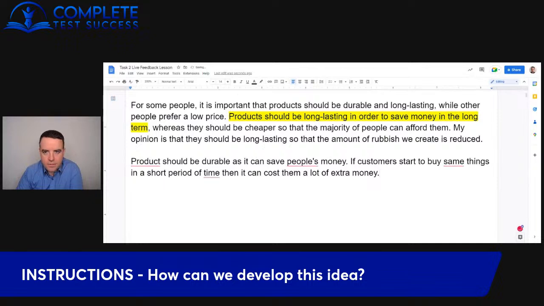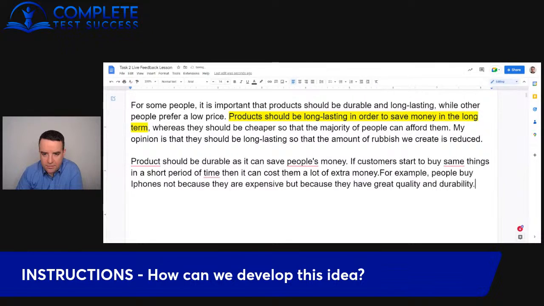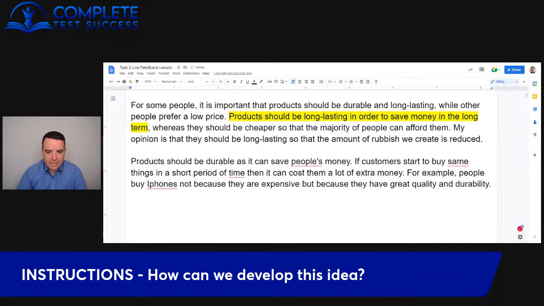So this is the first comment that Mamadul has, and then there's another one with an example. So let's add these together, and we'll put this together into a paragraph. Okay. Products should be durable, as when we're not talking about it as in the products, but this as in the situation, can save people money. Okay, so there's our topic sentence. Now we need to develop it.